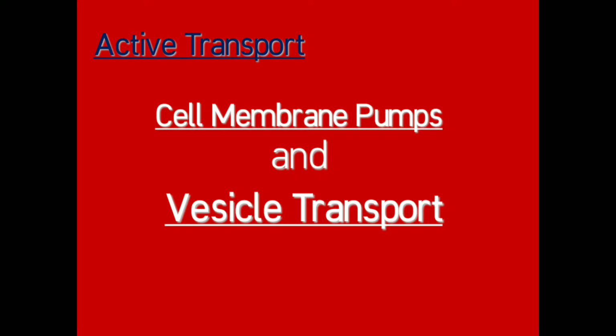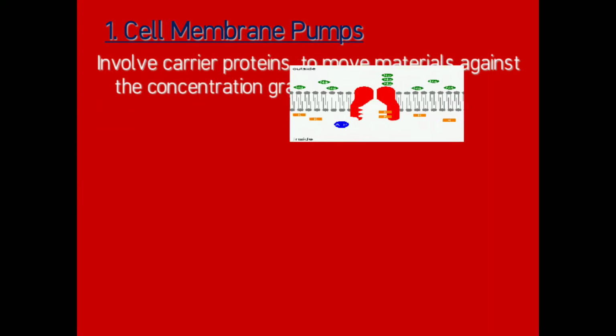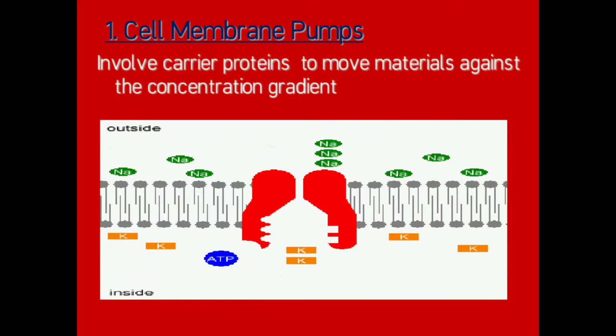Okay, so moving on, we have two types of active transport, namely the cell membrane pump and the vesicle transport. First, let's discuss the cell membrane pump. This membrane pump involves carrier proteins to move materials against the concentration gradient, of course with the use of energy. One example of a cell membrane pump is the sodium-potassium pump.